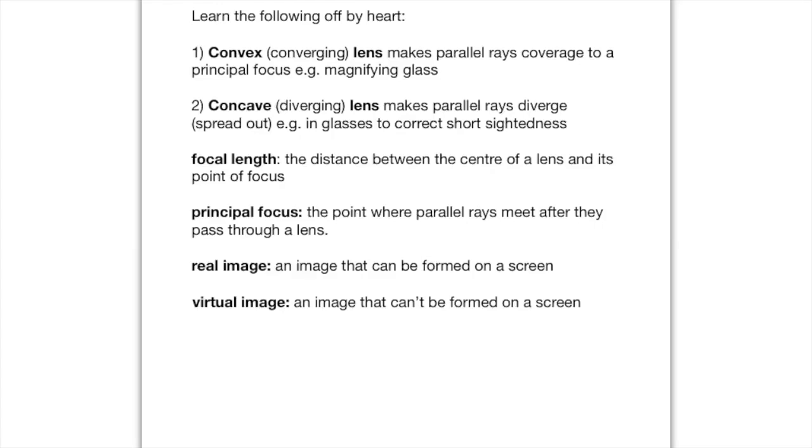Now, if I move on and I show you this, hopefully this will make it a bit clearer. So with the convex lens, we can see that when the parallel rays pass through it, they then come together, i.e. they converge. And the point where they converge behind the lens is called the focal point, and that's what's going on here, they're meeting.